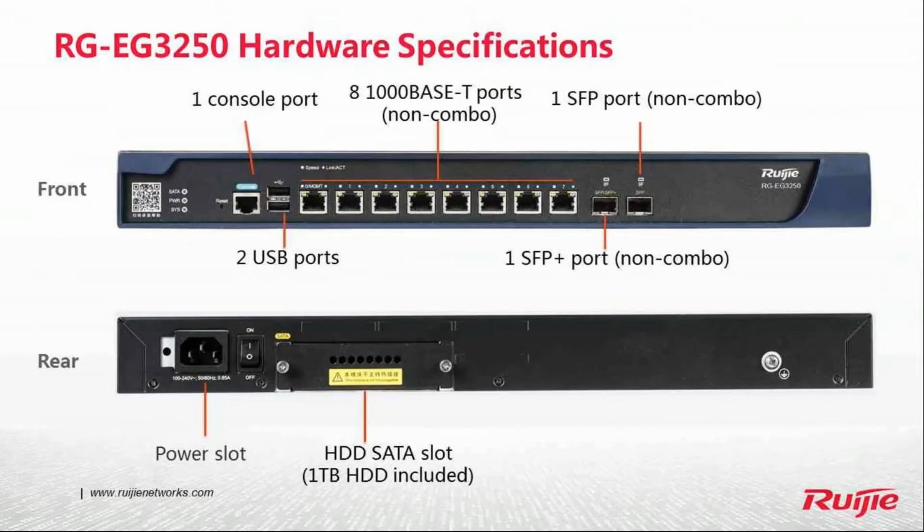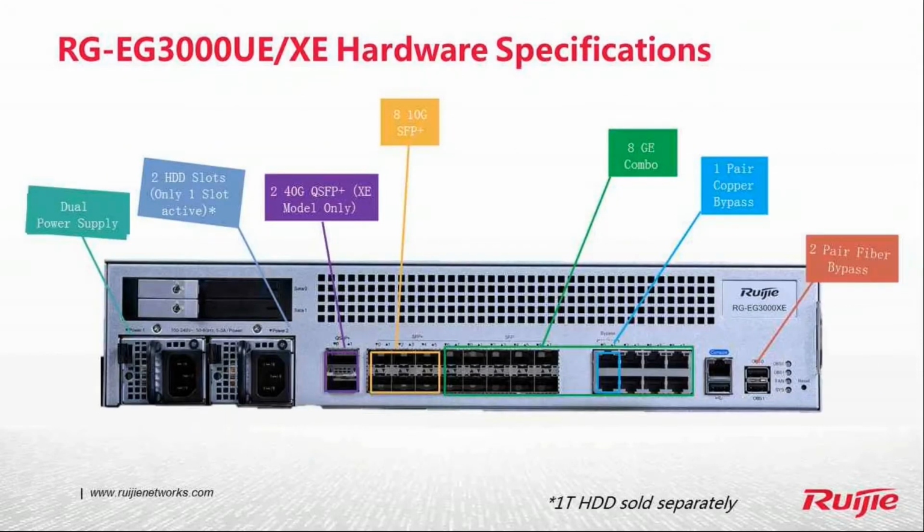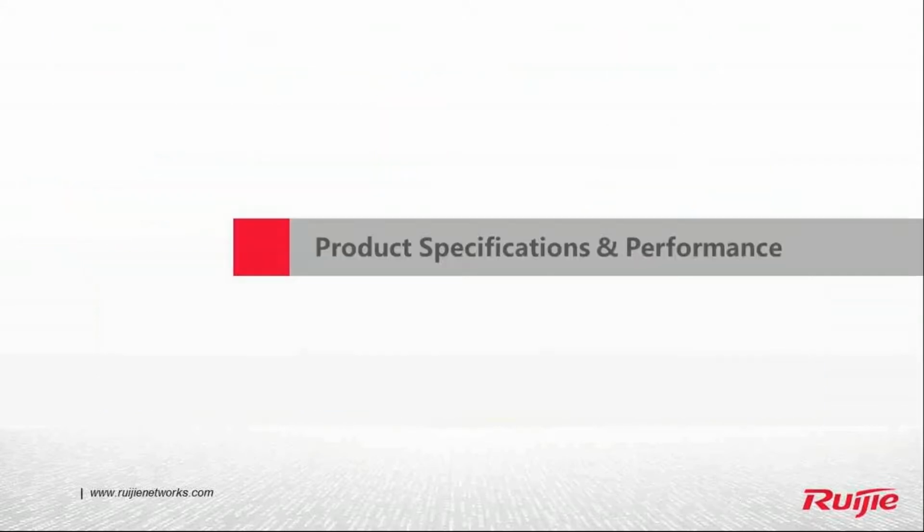This is another spec. Another hardware model is called EG3250. I won't go through the ports; you can see the ports already. Also I want to highlight that we have one hard disk of 1 terabyte. On this hard disk we can store our applications and some of the data. So this is the front. My colleague will talk about it later.